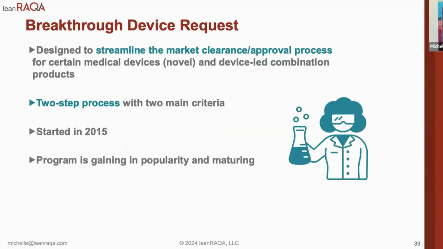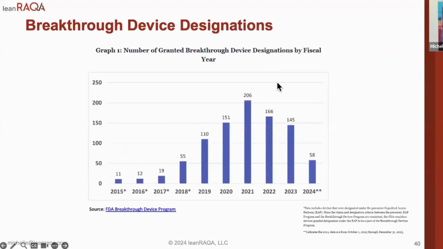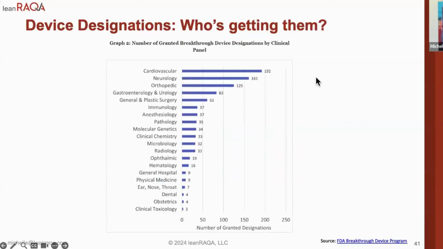It is a two-step process. The process got started in 2015, and the program is gaining popularity and maturing over the years. And you can see that this is the number of breakthrough devices granted when it initially kicked off. It was a very slow start. And then COVID, it kind of shot up, and then it's kind of mellowing back out post-COVID. As far as who's getting breakthrough designations, it's primarily cardiovascular, neurologic, and orthopedic review divisions.